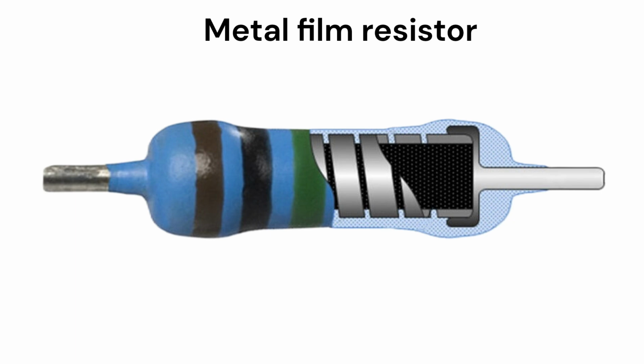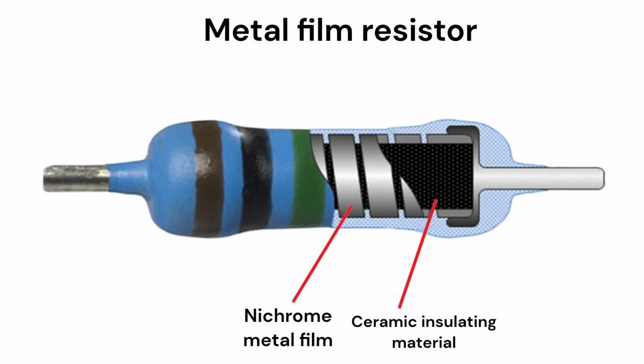Metal film resistor. The metal film resistor has an insulator, which is a ceramic material in cylindrical shape, surrounded or coated with a metal which is usually nickel chromium, also known as nichrome. Nichrome is a good conductor of electricity but not as good as other conductors such as copper or silver, which means nichrome has higher resistance than copper or silver. Also, electrical energy is converted to heat energy in resistors, and nichrome can withstand higher temperatures, which makes it ideal to use in resistors.